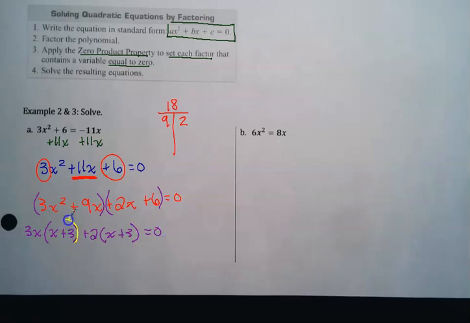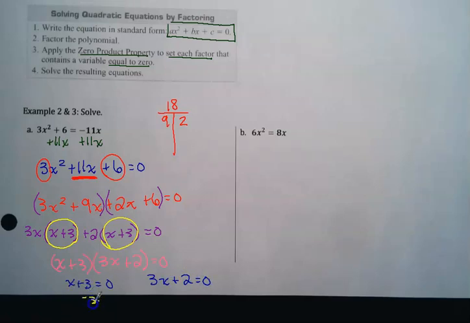I got that common binomial term. That's what I'm always looking for when I do that step. So I'm going to use that as one of my terms, x plus 3. And then I have the 3x plus 2 left over. And I'm running out of room. The next step is to do what? Perfect, is to set each of these equal to 0. So I'm going to have x plus 3 is equal to 0, or 3x plus 2 is equal to 0, which is going to get me here.